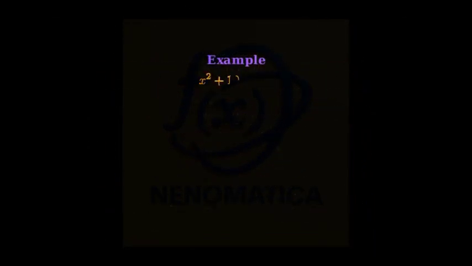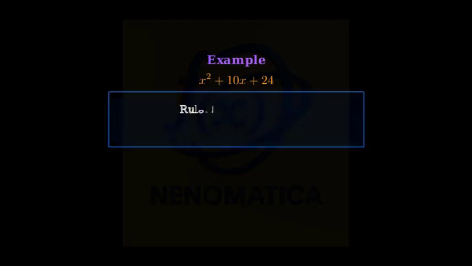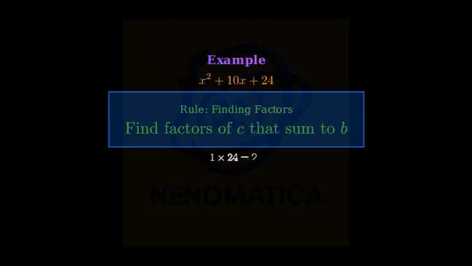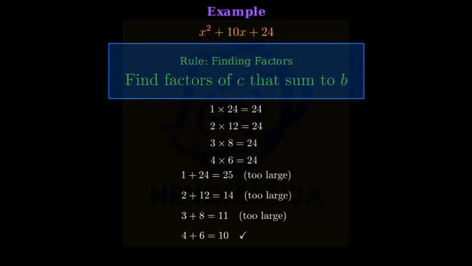We have x squared plus 10x plus 24. To factor this expression, we need to find two numbers that multiply to give 24 and add up to give 10. Let's list some factor pairs of 24 and see which pair adds up to 10. The factors of 24 are 1 and 24, 2 and 12, 3 and 8, 4 and 6. Now, let's check which pair adds up to 10.